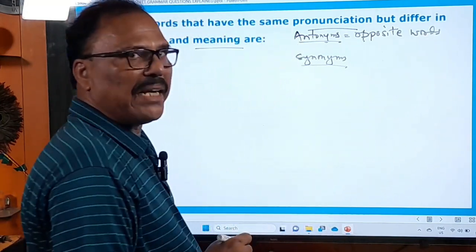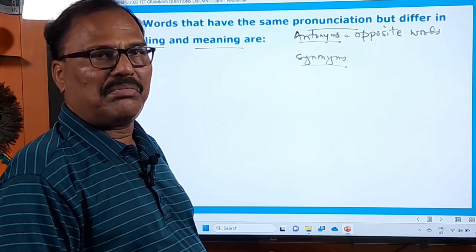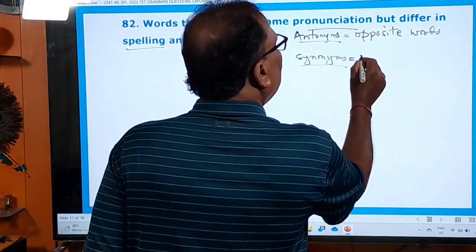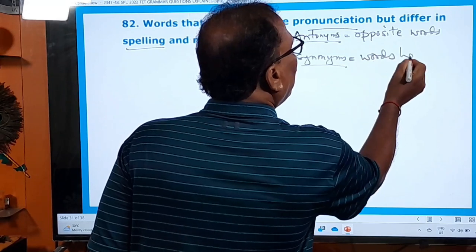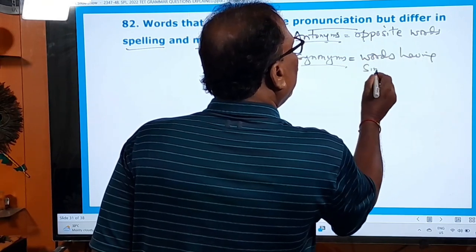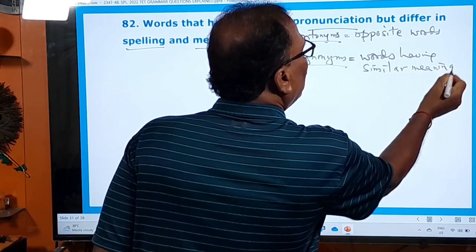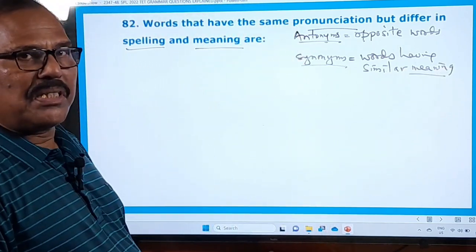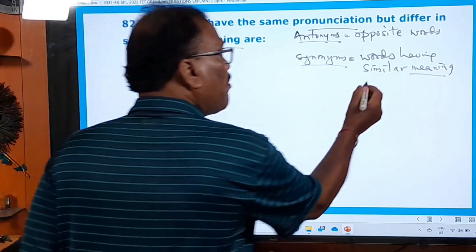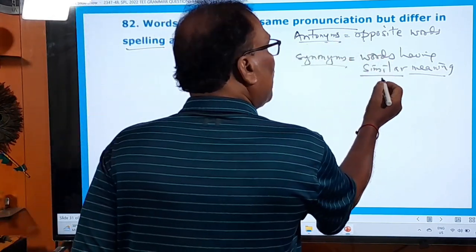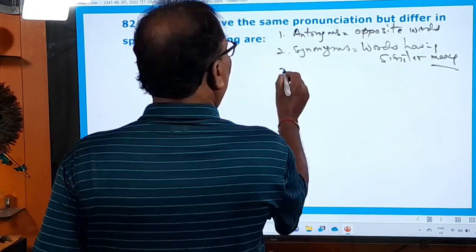Good, bad. Up, down. Beautiful, ugly. These are the opposite words. Synonyms means words having similar meaning. Similar meaning means not the same meaning, but almost the same meaning. Please remember this.